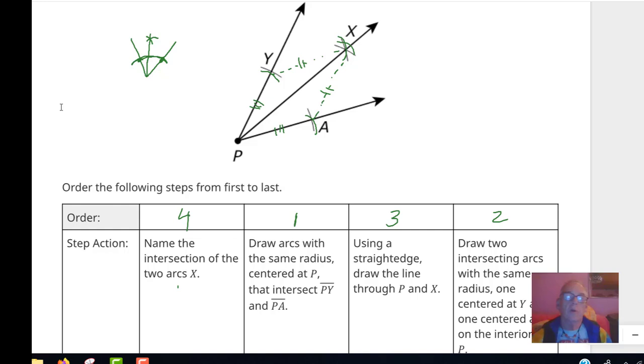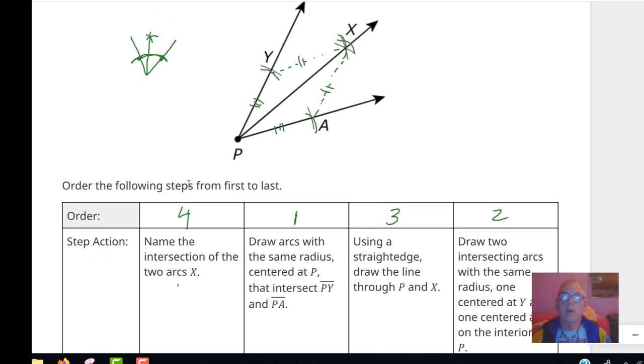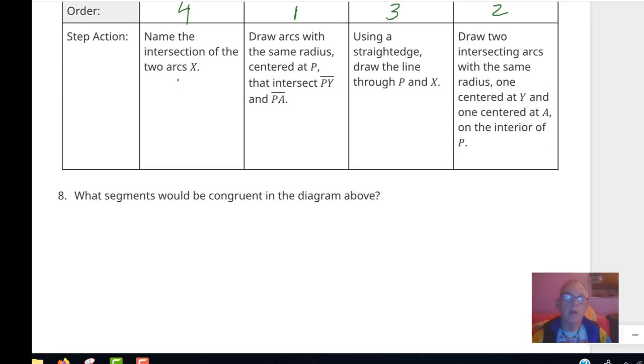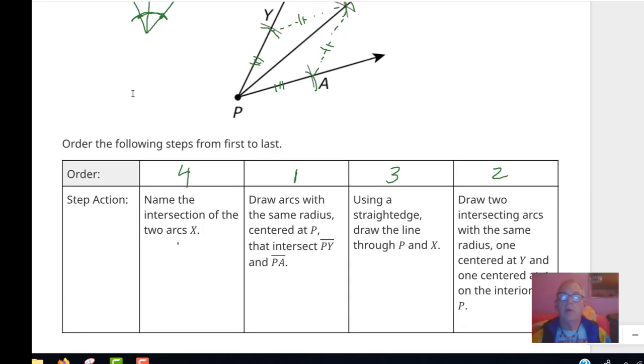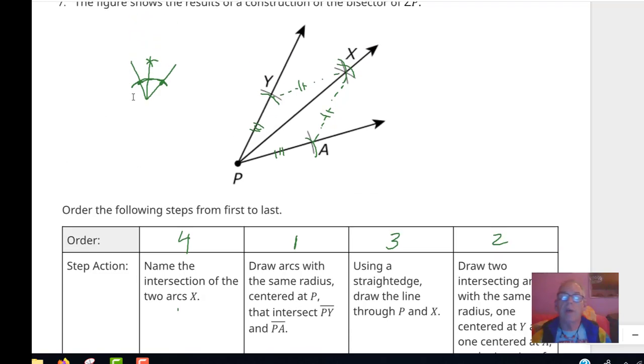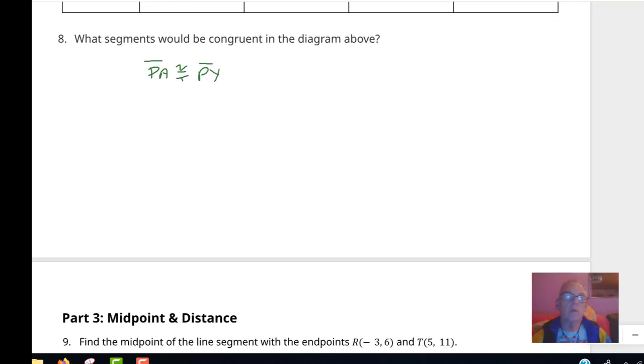So for sure, with the diagram as drawn, we have segment PA and PY congruent. And if you want to do a little bit more advanced and think about a segment that could be drawn, we also know that the distance from Y to X is equal to the distance from A to X. So we know that YX equals AX, which if we had segments would give us segment YX congruent to segment AX. Okay, let's move on.